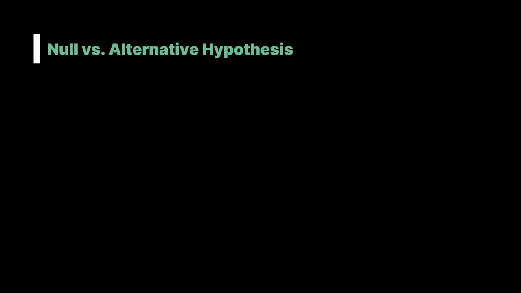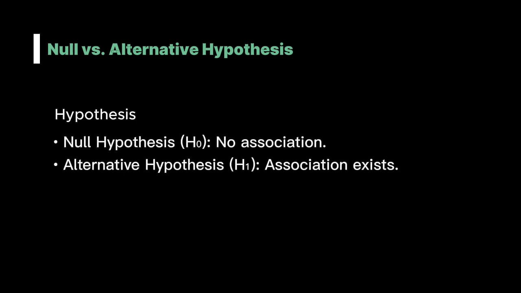Just like our previous video, every statistical test starts with a hypothesis. Here, the null hypothesis assumes that there is no association. The two variables are independent, whereas the alternative hypothesis assumes that an association exists, so the two variables are dependent.